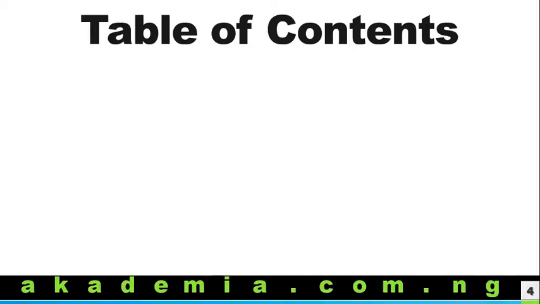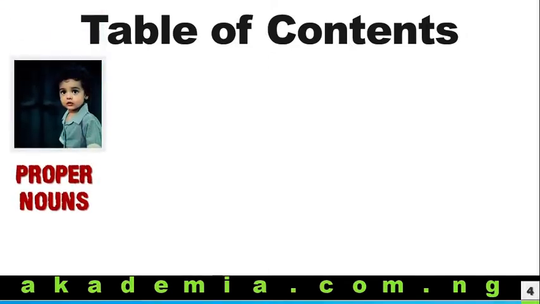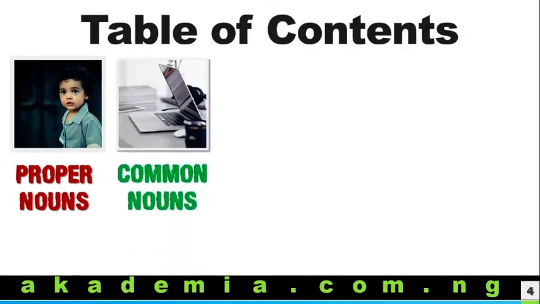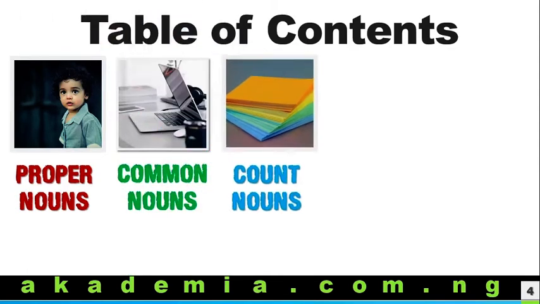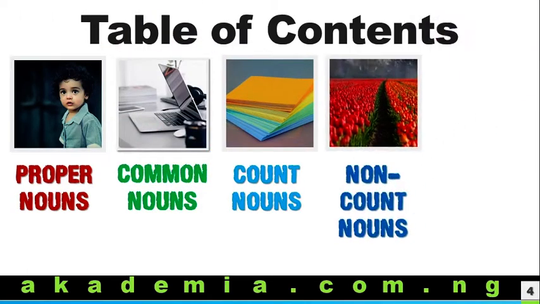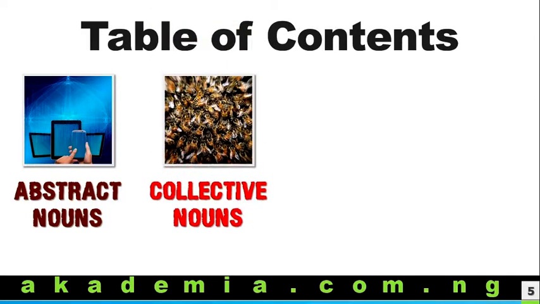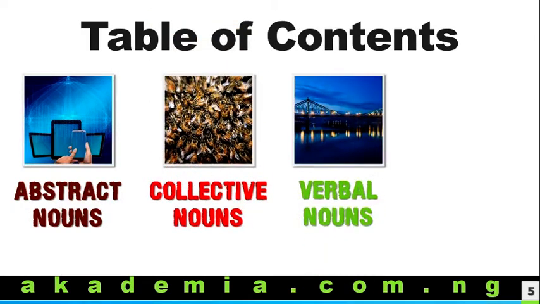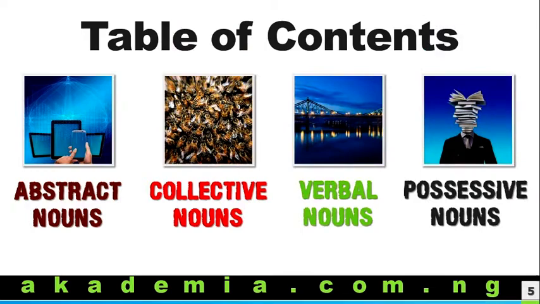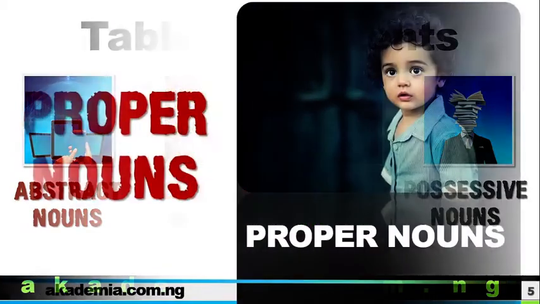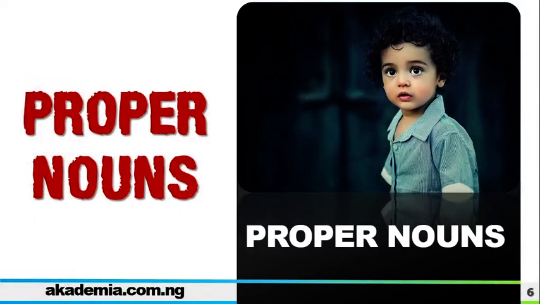The first type is the one we refer to as the proper nouns. Then we have the common nouns. We have the count nouns. We have the non-count nouns. We have the concrete or material nouns. We have the abstract nouns, we have the collective nouns, we have the verbal nouns, and then we have the possessive nouns. Let's begin to look at each of these types one after the other.